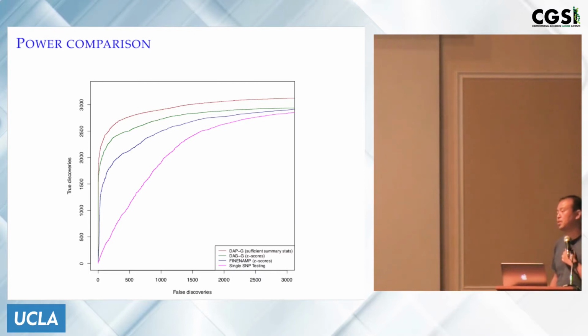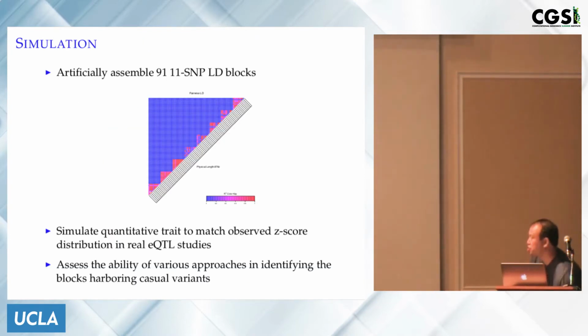Yes? I have a question. Just maybe for other people too, when you say true discoveries, you implant causal SNPs, right? You implant some causal SNPs, and then your method predicts a certain number of these are what I think are the causal SNPs, and that's the ROC curve you're drawing, right? No, it's basically saying they pick the right block, not the right SNP. As long as they pick the right block, I will say they get it right.